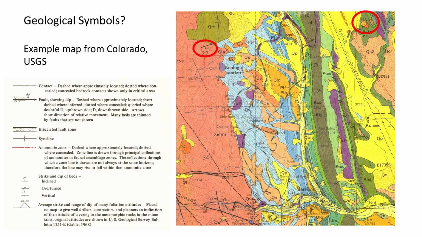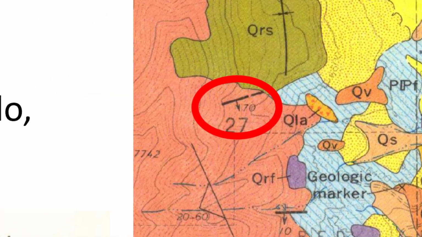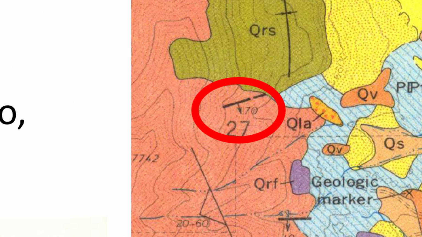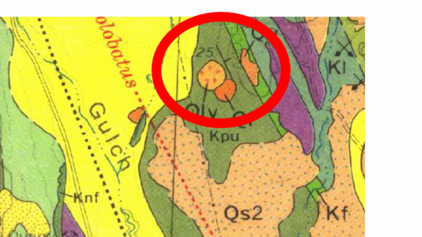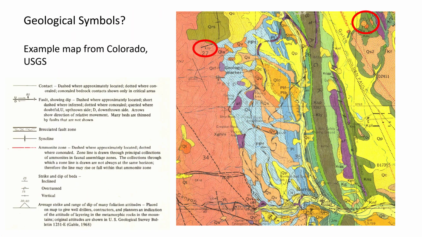So what are some geological symbols that we include? Here are two examples from the same map from Colorado. You can have the strike and dip of a fault, and you can have the strike and dip of bedding, among all of the other types of structures that we've been talking about so far.